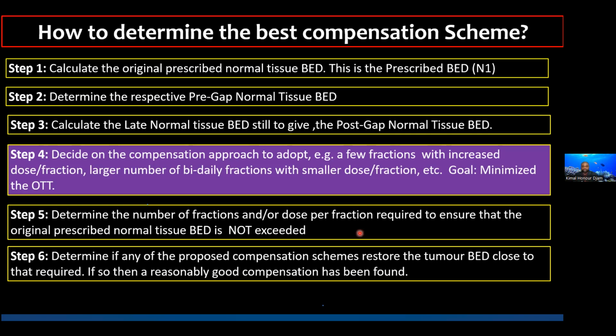And from that value, we can evaluate alternative treatment options like twice daily fractionation or increased fraction size. If we decide to go with increased fraction size, then we need to calculate the required dose per fraction in order to achieve the required late normal biological effective dose while minimizing the extension of the treatment time. The key here is our option is always to try to minimize the extended treatment time.